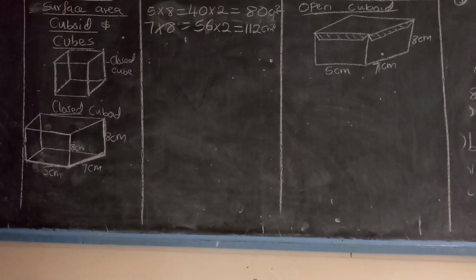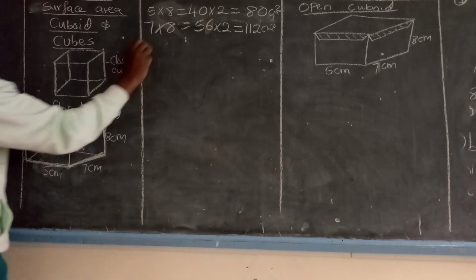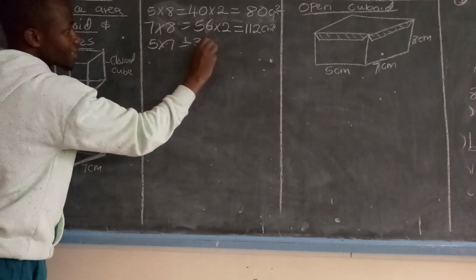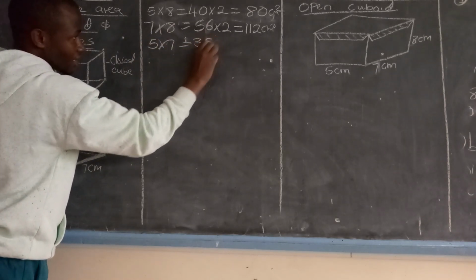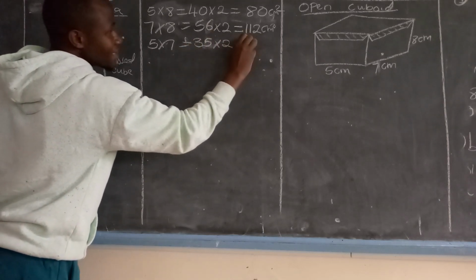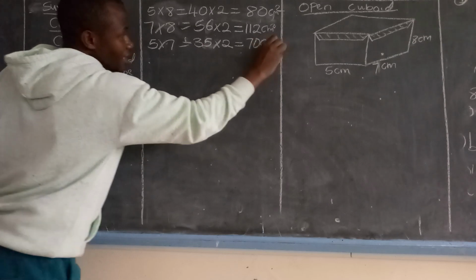Now, the other ones remaining are the bottom and the top. It is 5 times 7, also here 5 times 7. So 5 times 7, you get 35. Multiplied by 2, you'll get 70 centimeters square.